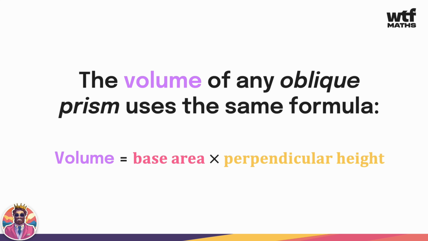Now some shapes have been tipped over or on a slight slant. We call these oblique prisms. So the volume of any oblique prism will still use the exact same formula. Just find the area of the base shape that's repeated on both sides and times it by the perpendicular height. Now when we're talking about oblique shapes and perpendicular height, we're looking for the straight up height, okay? We don't want to use any slants, we want to use the straight up height.